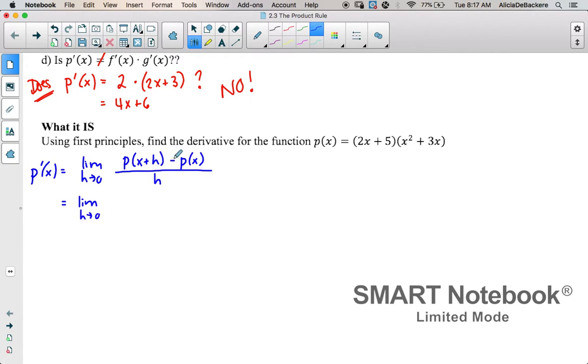All right, so we're going to plug x plus h in for all three of these x's. So I'm just expanding the 2. I'm doing 2 times the whole bracket. So I've expanded that through. And then I'm going to do x plus h squared. And then 3 times x plus h will be 3x plus 3h. Okay, so that's p at x plus h. Now we need to subtract the original function.